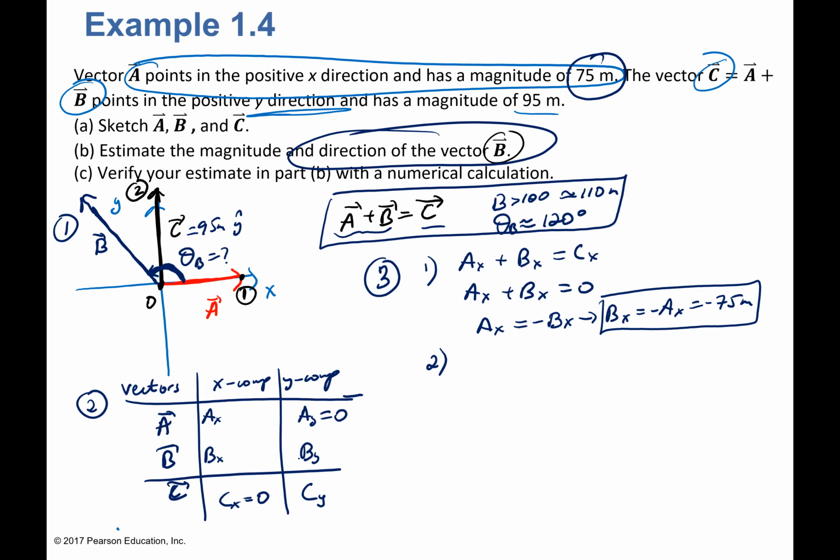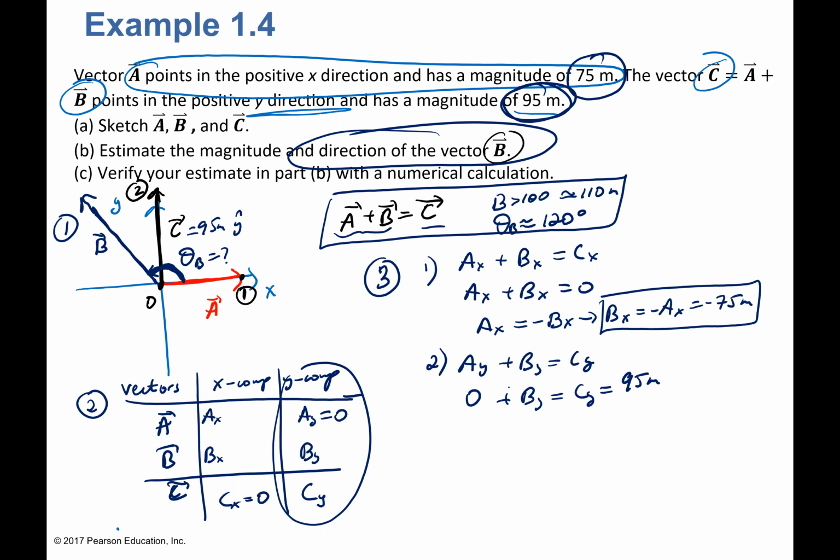For that, I use the second equation, which is the sum of the vertical components. So this is Ay plus By equals Cy, but Ay is 0, right? Because vector A is just horizontal. Then plus By equals Cy. That means the y component of B is equal to the y component of C. And since C did not have any x component, this entire vector is in the y direction, so the y component is 95 meters. That means we found the y component of vector B.